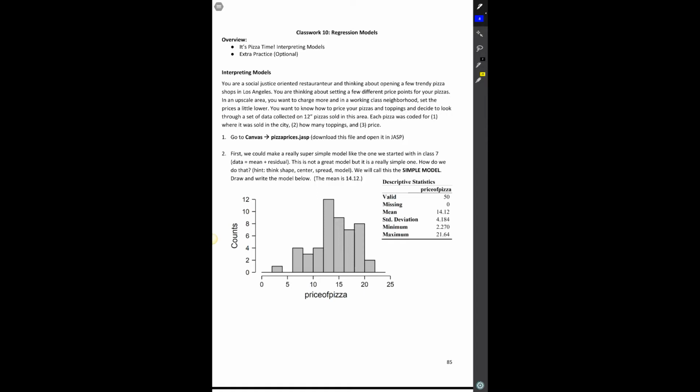Okay, so here we go with Classwork 10, regression models. In this classwork, we're going to work on connecting the models we've been talking about with the more formal regression models. So let's start with interpreting models.